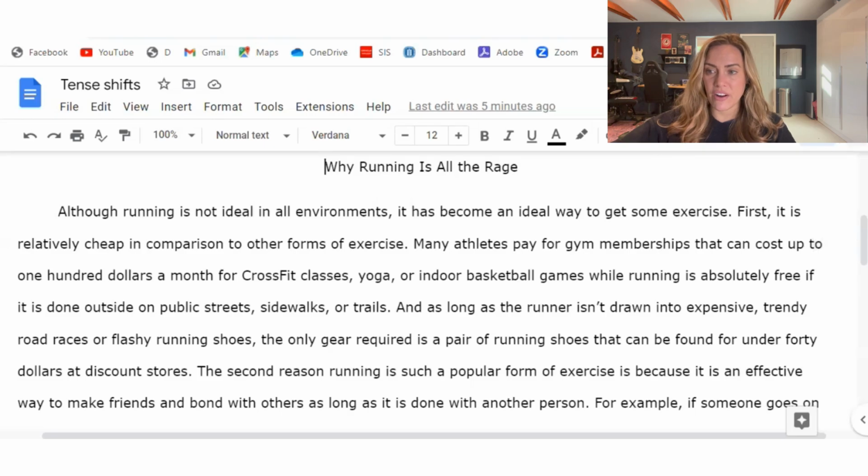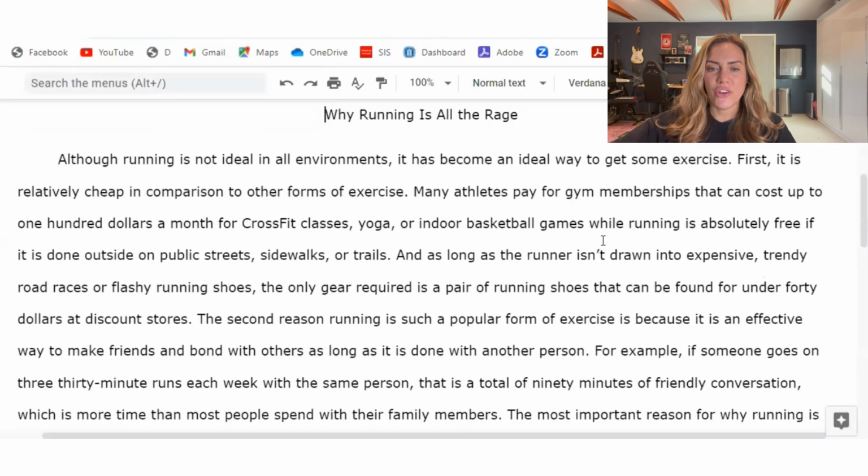So here is a paragraph called Why Running is All the Rage. As I read, please try to pay attention to the main tense frame. What that means is, what tense is this paragraph in? What's the main tense for this paragraph? And you can usually find that out by reading the first sentence. There are times where it might shift within. As long as there's a reason to do that, you're fine. I'm going to highlight all the verbs.